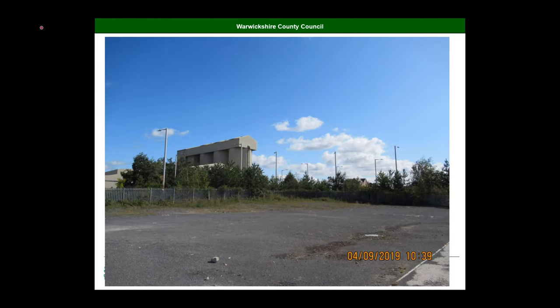This is looking towards the northeastern side of the site and would be the location of the salt dome in this location. As I say, the salt dome would be 10 metres in height. In the distance here, you can see the closest residential properties. These are four-storey flats. They're about 170 metres away from the application site itself.